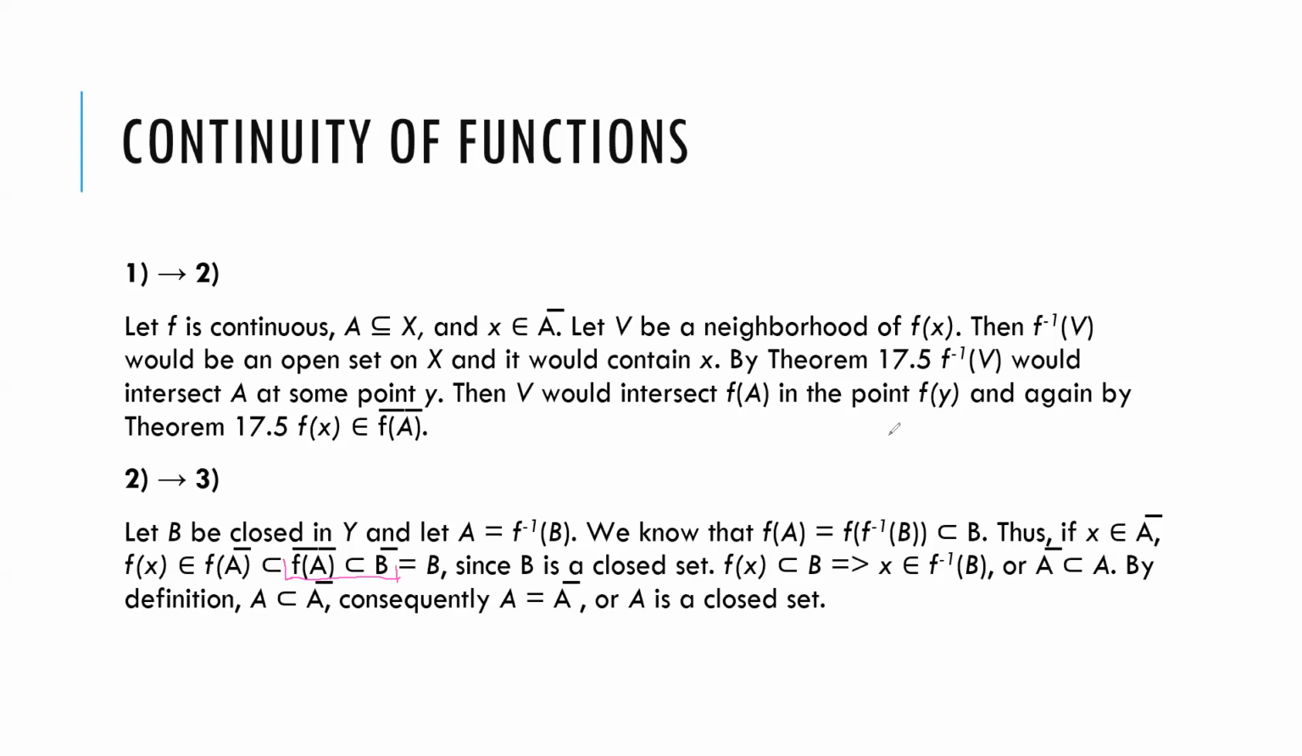Is that because FA is a subset of B? I don't know. How do we prove that the closure of a subset is a subset of the closure of the original set?